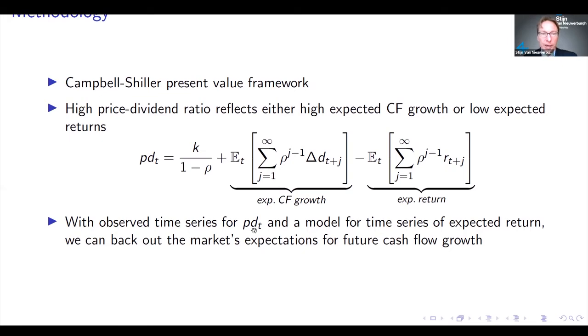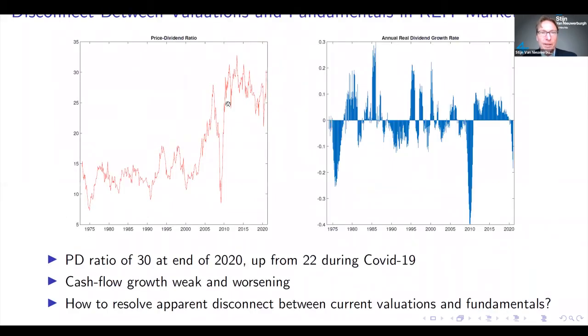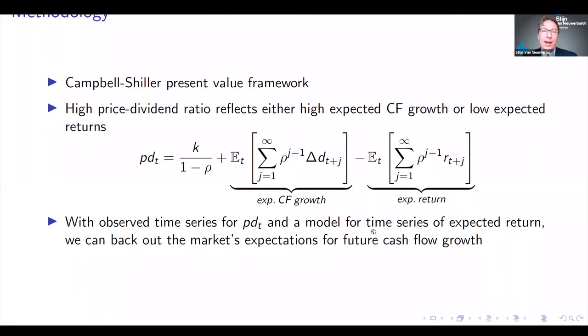So what I do in this paper is I take the observed price dividend ratio, which is the red line here, and I combine it with a model for the expected return. I'll be measuring the expected return based on a time series model, a factor model for REIT returns. And then based on the price dividend ratio, the left-hand side, and the second term of the right-hand side, I can back out the first term on the right-hand side. I can back out what the market expects for future cash flow growth, for future NOI growth on real estate.